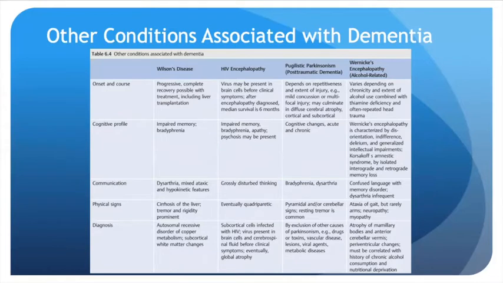Other conditions are associated with dementia. Dementing conditions can result from metabolic, infectious, traumatic, and nutritional anomalies, so it's not just what you typically think. Examples include Wilson's disease, HIV-related encephalopathy, pugilistic Parkinsonism, like what you get from repetitive head trauma in boxing, football, and other sports injuries, and Wernicke's encephalopathy, related to alcohol abuse. Cognitive impairments can occur in these disorders as well.